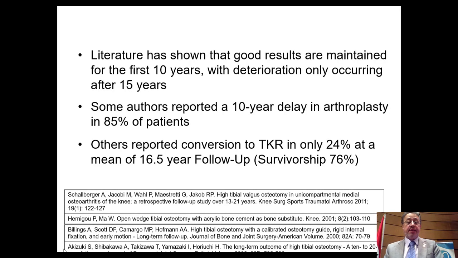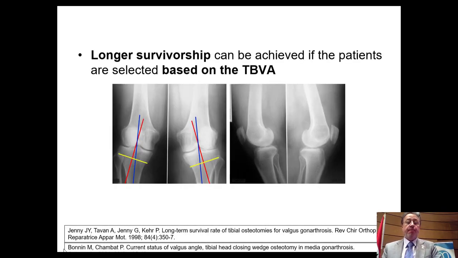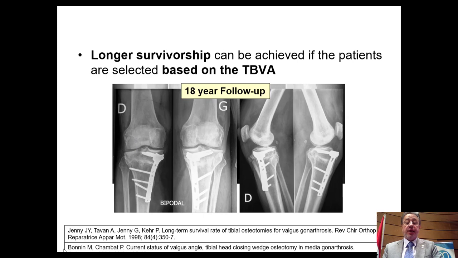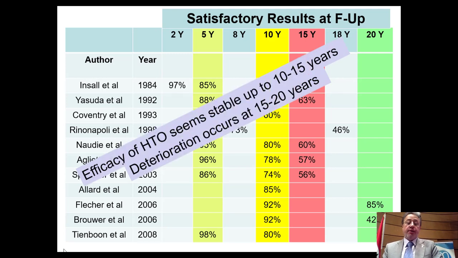So you can see that some authors reported a conversion to total knee in only 24% at 16 years of follow-up. Long survivorship, this is an example. At 18 years with a good preservation. These are the factors of the survivorship: a good alignment, an overcorrection of around 5 degrees, osteoarthritis of grade 1 and 2, age 50 to 55, BMI less than 25 to 30. So the deterioration occurs only after 15 to 20 years.